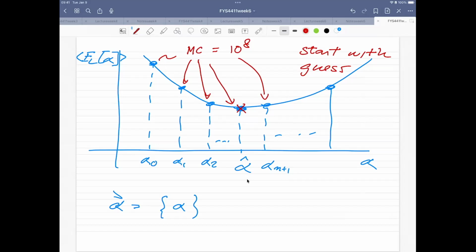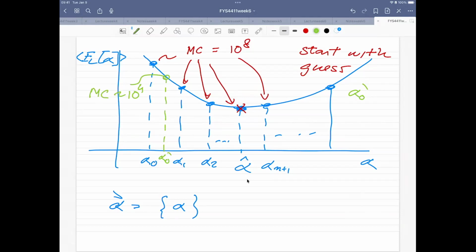So the idea now is rather to start with a guess, and let's just call this an alpha 0 prime. And this could be something which places us here. So this is our guess. It could be a random guess, but normally it's a guess which is guided by our insight about the physics. Now, instead of having 10 to the 8 Monte Carlo cycles, we could get away with something like 10 to the 4.